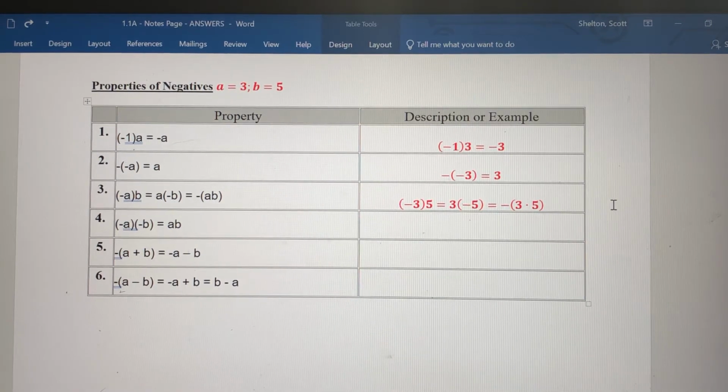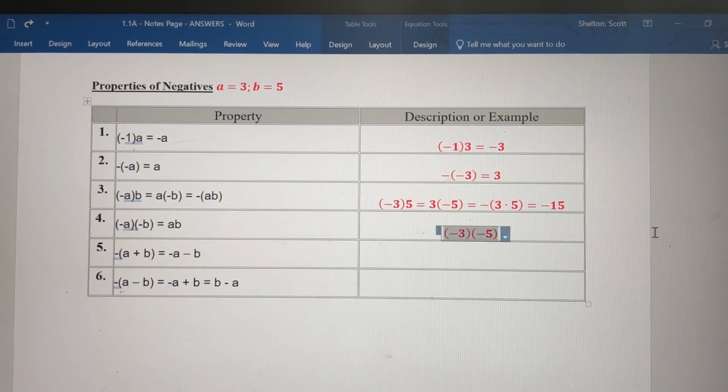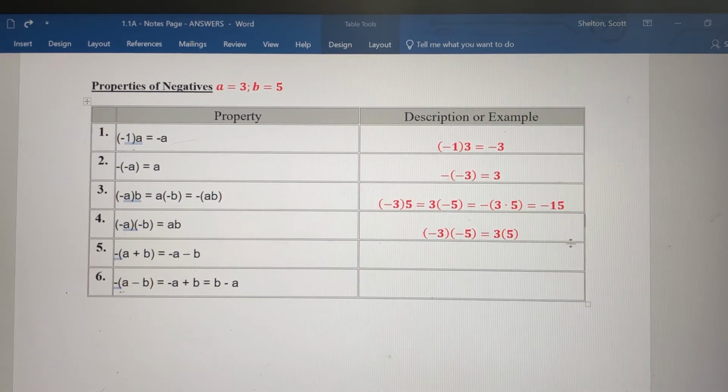So that property of negatives is going to be really important as we progress through the class, okay? In property 4, the opposite of A times the opposite of B. Well, we've got these two negative values here. We know a negative times a negative is a positive. So the opposite of A times the opposite of B is going to be AB, okay? So -3 times -5, we know that's +15. We also know 3 times 5 is 15, okay?